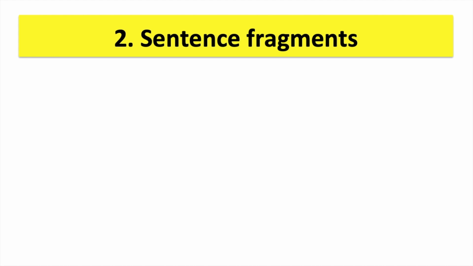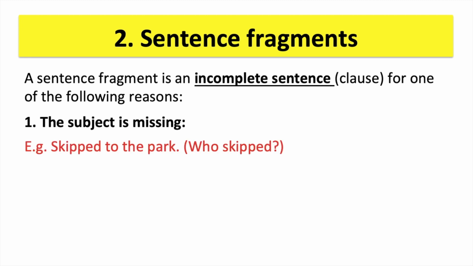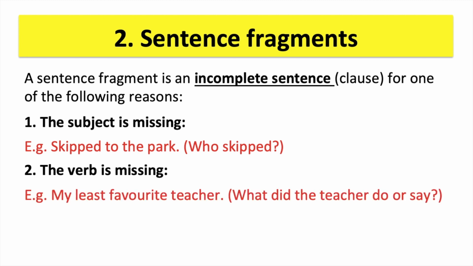Sentence fragments. A sentence fragment is an incomplete sentence or a clause for one of the following reasons. Number 1, the subject is missing. For example, skipped to the park. In this example, there is no subject, therefore we don't know who skipped to the park. Number 2, the verb is missing. For example, my least favorite teacher. This fragment does not give us any information about the teacher. What did the teacher do? What did the teacher say?